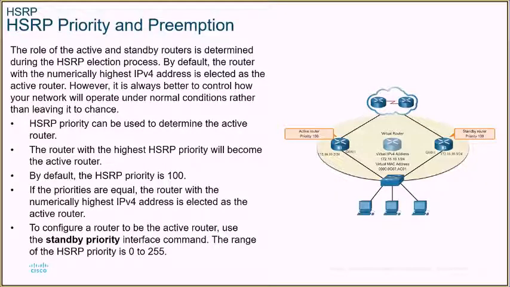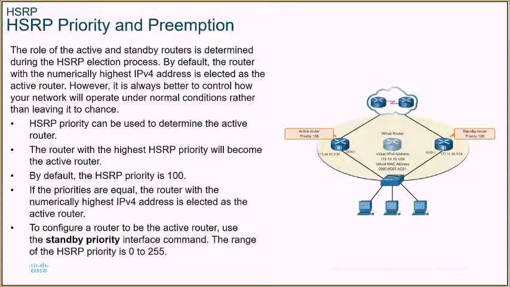So the role of the active and standby routers is determined during the HSRP election process. By default, the router with the numerically highest IPv4 address is elected as the active router. However, it is always better to control how your network will operate under normal conditions rather than leaving it to chance. So the HSRP priority can be used to determine the active router. The router with the highest HSRP priority will become the active router. By default, the priority is 100.